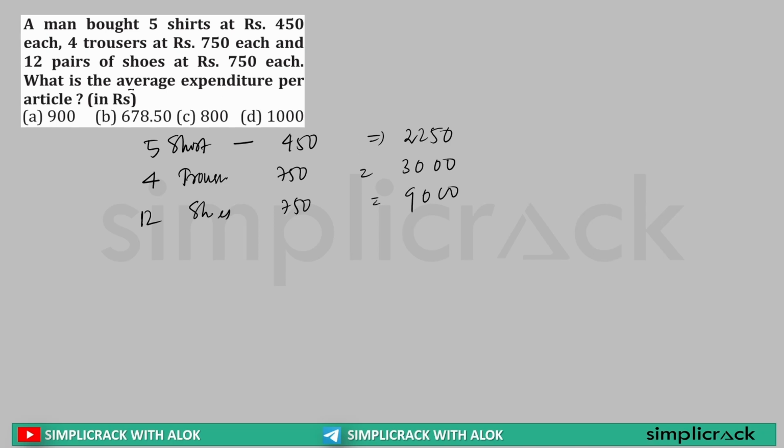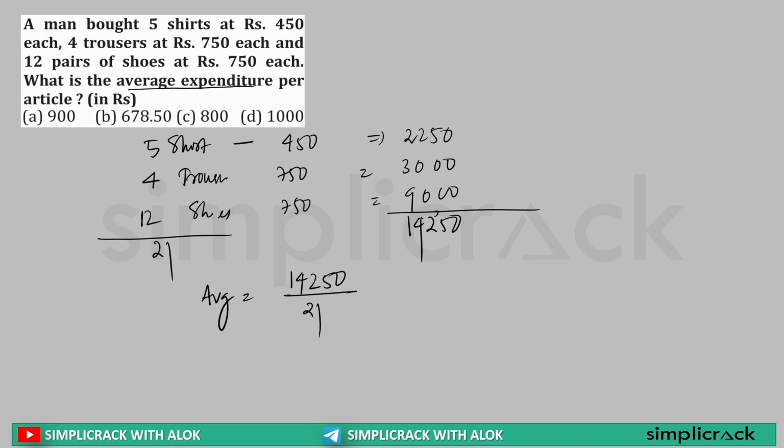Now it is asking what is the average expenditure? What is the average amount he paid? That means the total amount paid is 2250 plus 3000 plus 9000, which is 14,250. Total number of things he bought is 12 plus 4 is 16, plus 5 is 21. So what is the average? 14250 divided by 21. What I will do is divide by 3. 3 7s are 21, 3 4s are 12, 3 5s are 15, and so on.